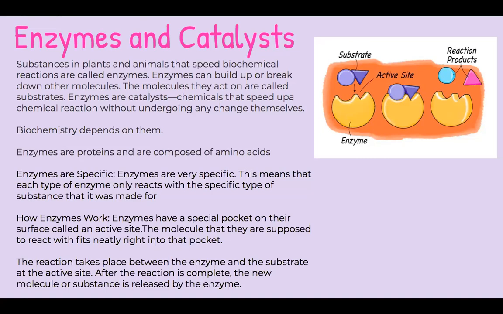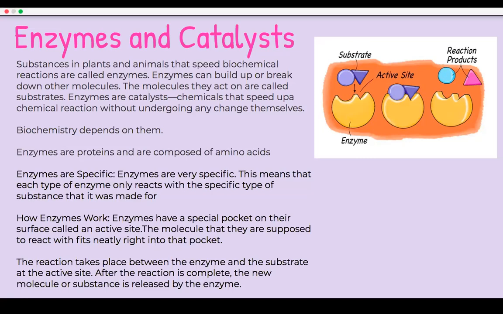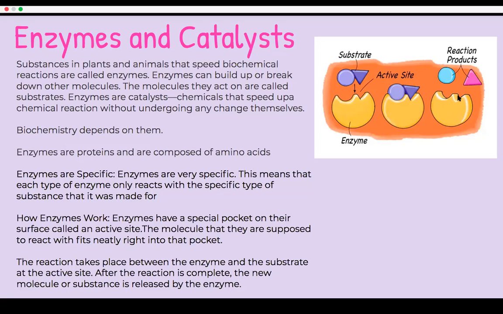Of course, since enzymes are proteins, they are composed of amino acids. Enzymes are very specific. This means that each type of enzyme only reacts with a specific type of substance that it was made for. So how do they work? Enzymes have a special pocket on their surface called an active site. Molecules they're supposed to react with fit neatly into that pocket. The reaction takes place between the enzyme and the substance at the active site. After the reaction is complete, the new molecule or substance is released by the enzyme.